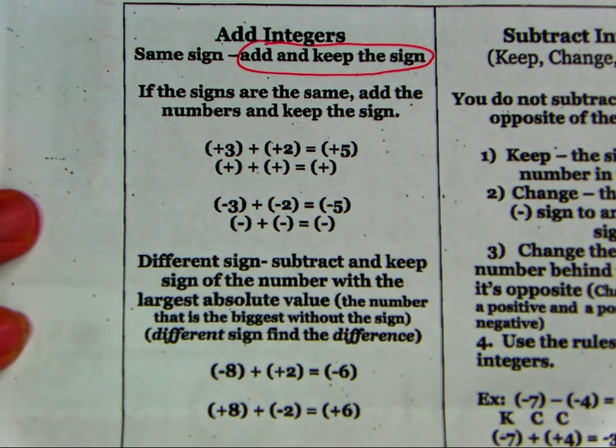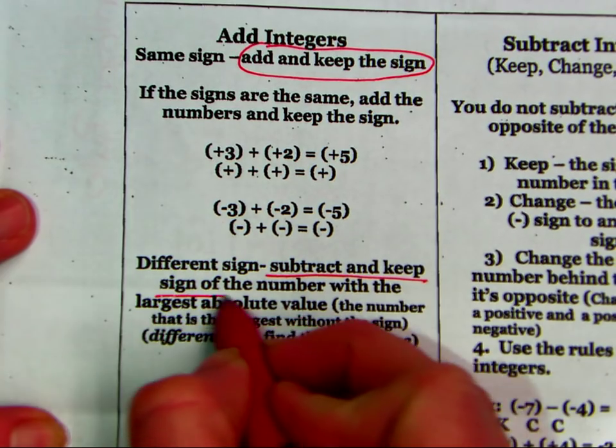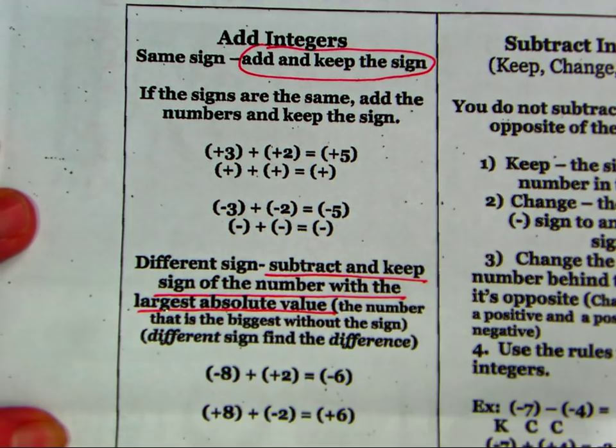Pretty simple. The next thing, though, to keep in mind is if they have different signs. Let's say you're adding a positive number to a negative number. So in that case, you're going to subtract the smaller number from the bigger number, and you're going to keep the sign of the number that has the greatest absolute value. So that sounds more complicated than what it really is going to look like. So let's look here. Different signs, subtract and keep the sign of the number with the largest absolute value. So that just means the number that's the biggest, if it was positive or negative, you're going to keep it as positive or negative in your answer. Okay?